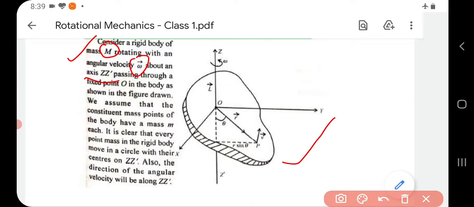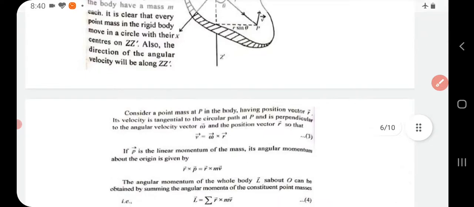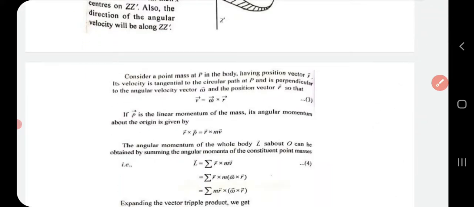Then this sentence is similar to what we have already discussed. That is, when the rigid body rotates about an axis, each of the point masses in it will also move in a circle whose center lies on the axis of rotation. At the same time, each of these point masses will move through the same angle during the time interval. Okay, that you have to write. Then start the derivation.